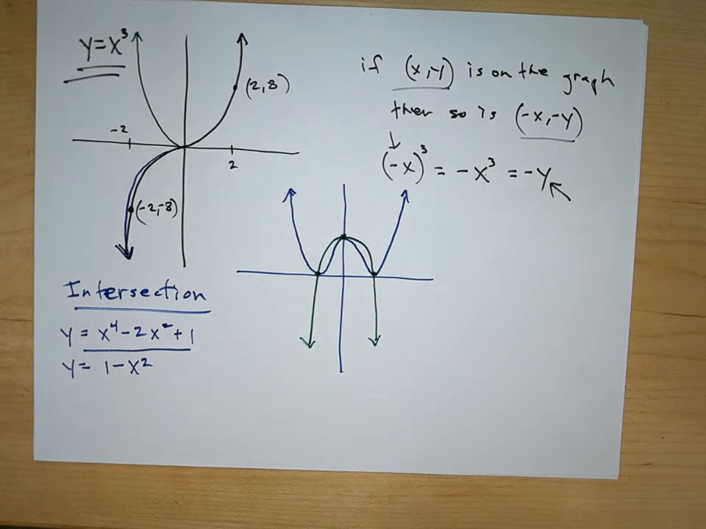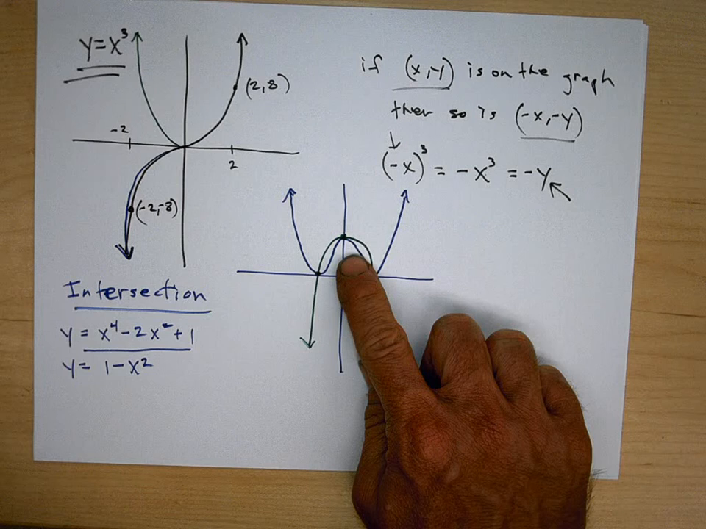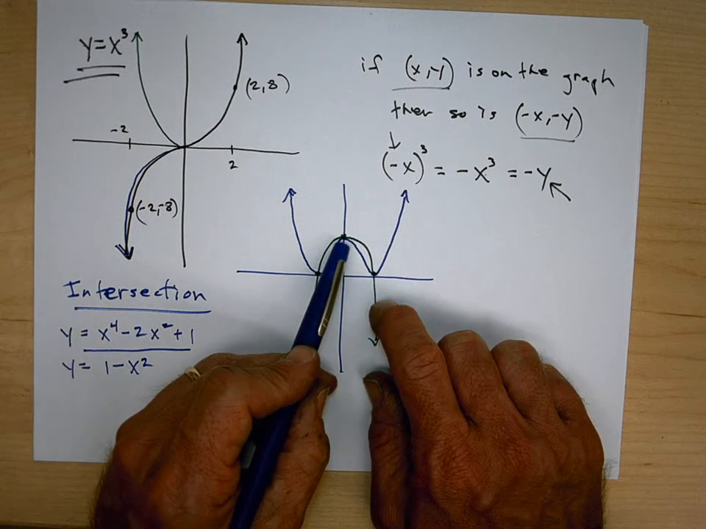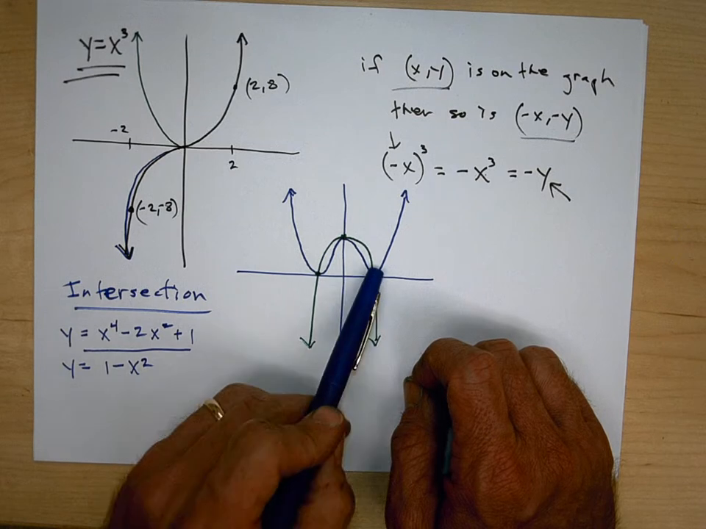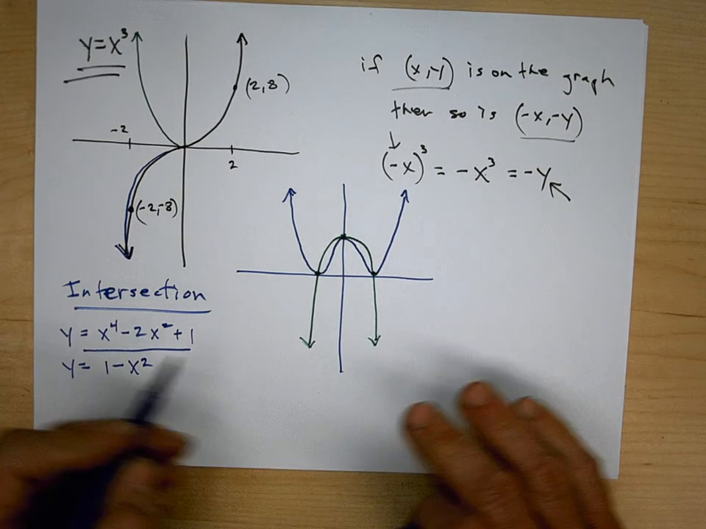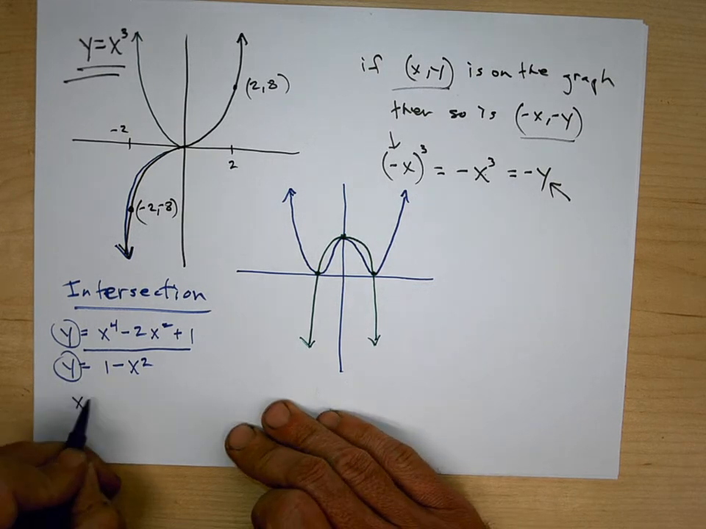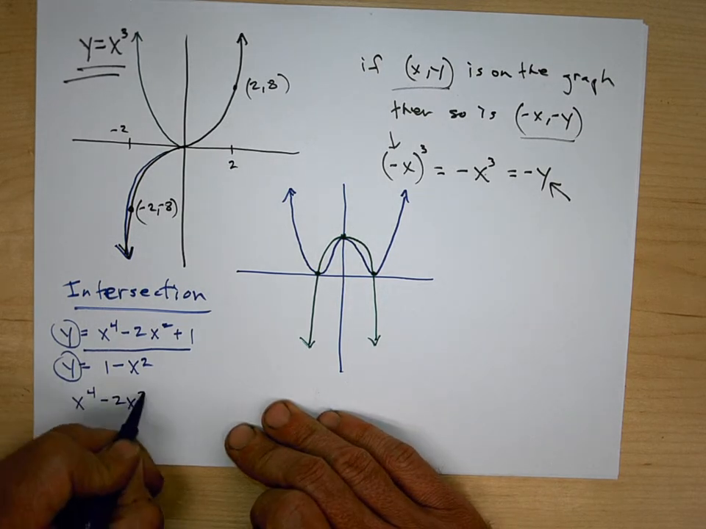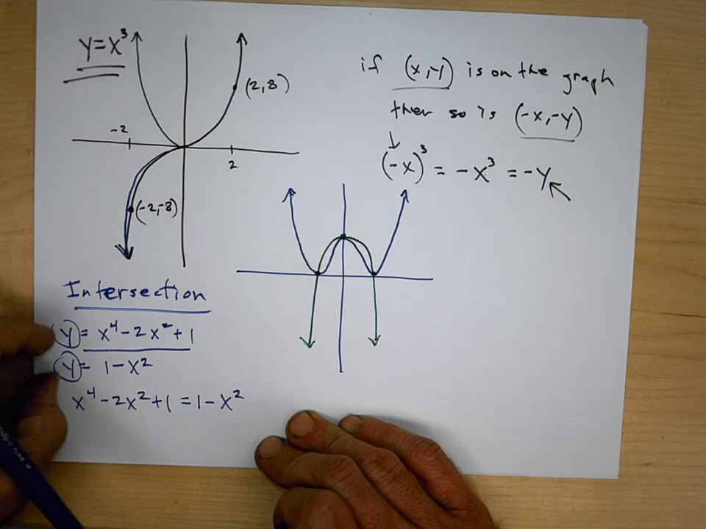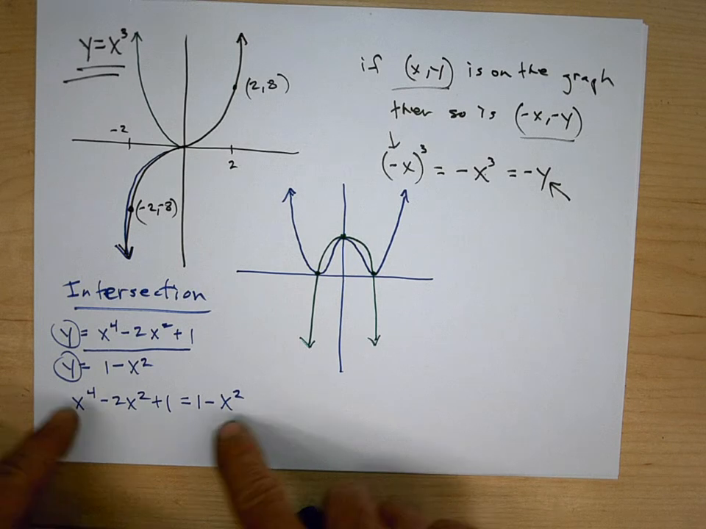All right, so notice that what I want to do ultimately here is find these points where the two graphs have the same x and y value. So if I know that they have the same y value, then this y must equal this y. So what I'm going to do is take the x to the 4th minus 2x squared plus 1, and set it equal to 1 minus x squared, since I know the y values are the same. And then this will allow me to see which x values make the y values the same.